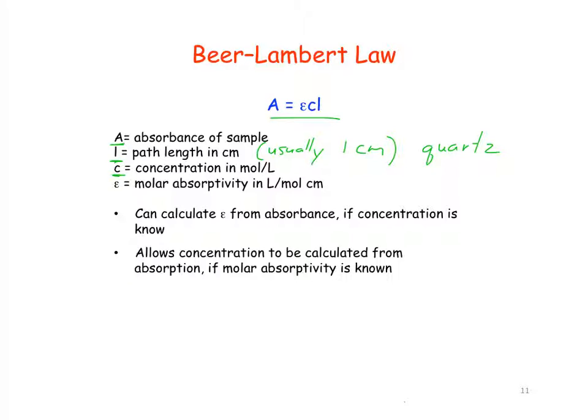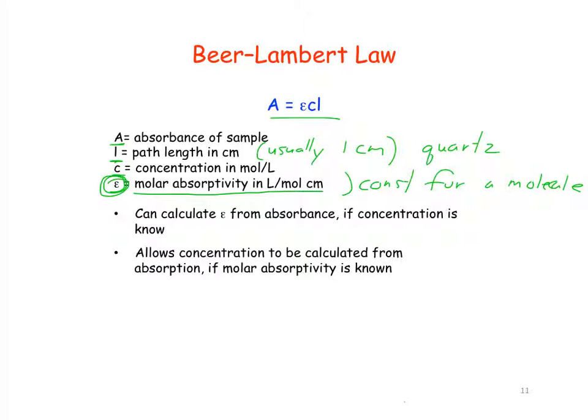And then C is the concentration. The higher the concentration, the more molecules there are to absorb light. And then E, or this epsilon right here, is what I mentioned on the last slide, the molar absorptivity. So the molar absorptivity is a constant for a given molecule. That tells us for a given molecule how strongly that molecule absorbs light.